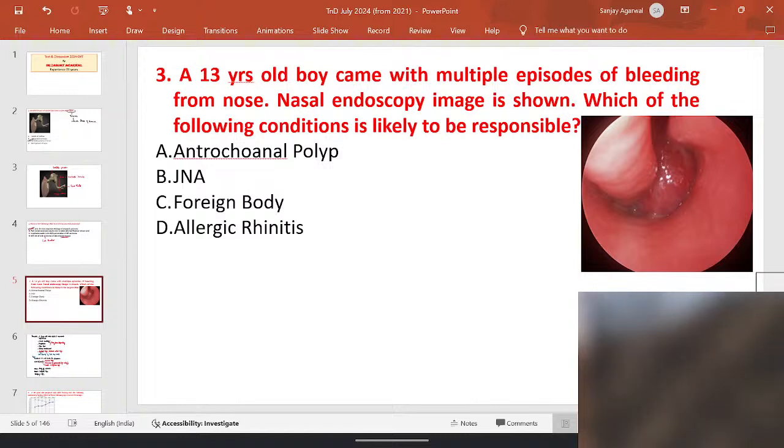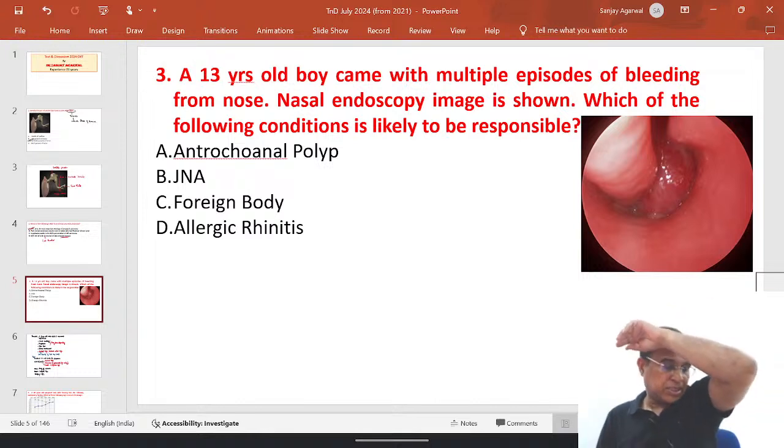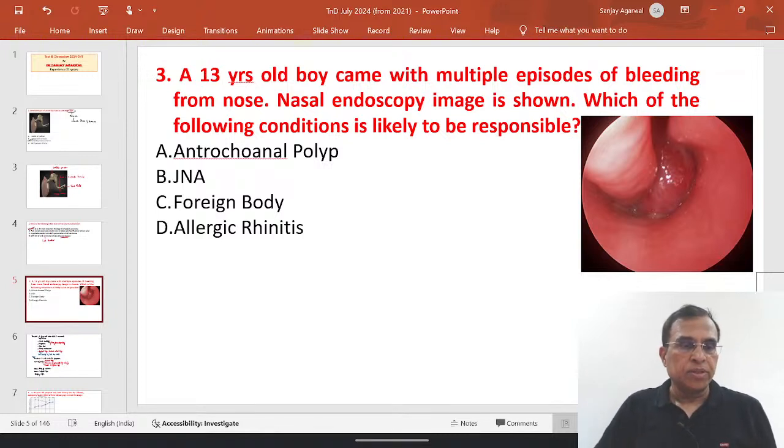So straight away, I think you can answer this question easily without any problem. A 13-year-old boy came with multiple episodes of bleeding from nose and nasal endoscopy. So I can see a lot of Bs coming up.